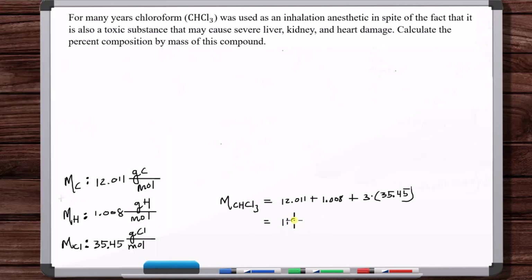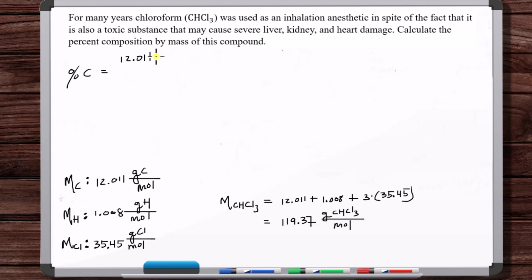$119.37 grams per mole. All right, so the percent of carbon is... and I'm not going to put the units. Well, actually, let me just put the units to show you. I went through it in the previous problem, but we'll do it once. I'll do the units once here.